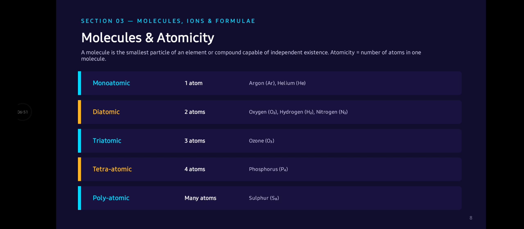Diatomic, that is two atoms. Oxygen always is diatomic, O2. Hydrogen H2, nitrogen N2. Triatomic, three atoms. You all know ozone. Ozone has the symbol O3. Tetra, that is 4 atoms. Phosphorus P4. Polyatomic, many atoms. Sulfur S8.